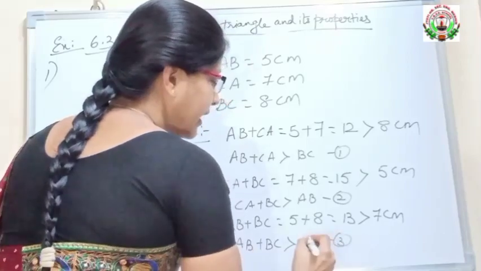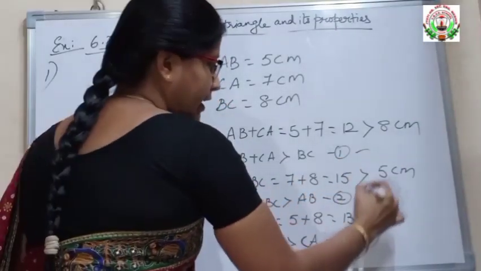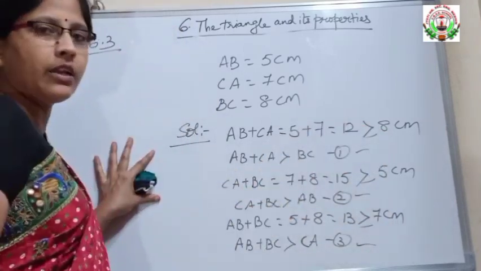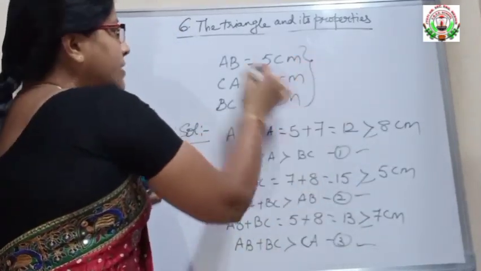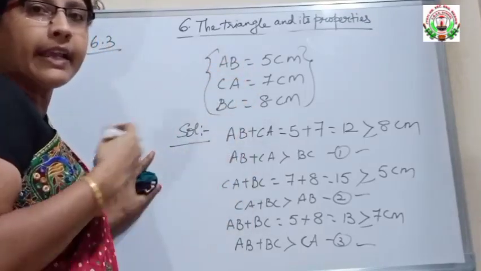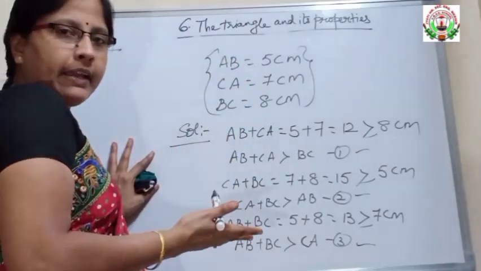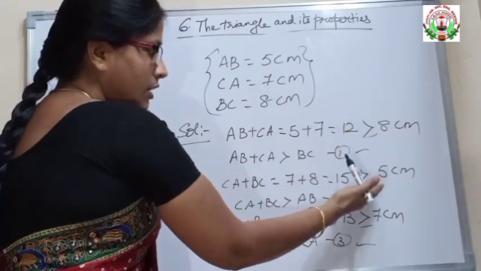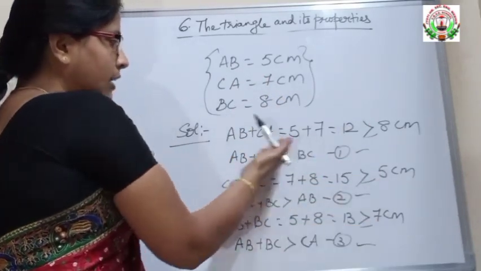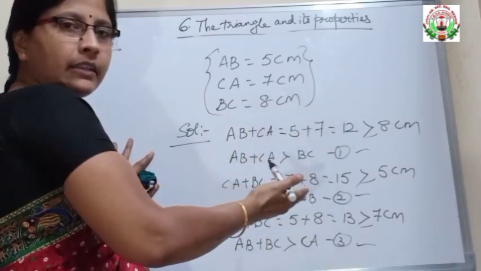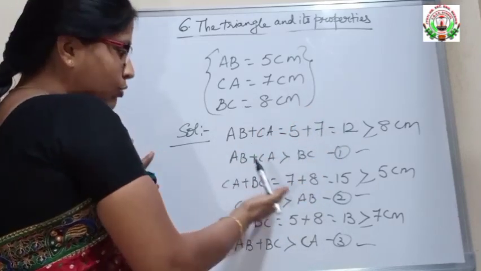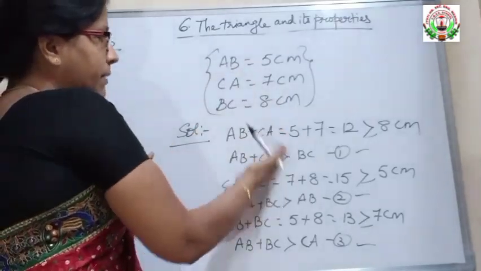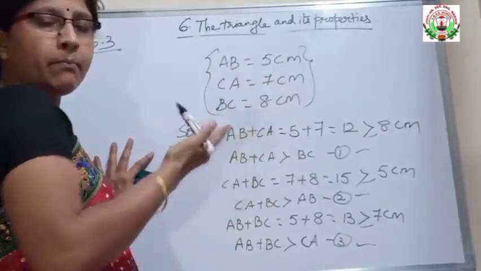This is 3. You can see in 1, 2 and 3 we are getting greater than signs only. So by using these given measurements I can draw a triangle. I can frame a triangle because when we are adding any 2 sides, it is greater than the third side. So we can frame a triangle using these given measurements.